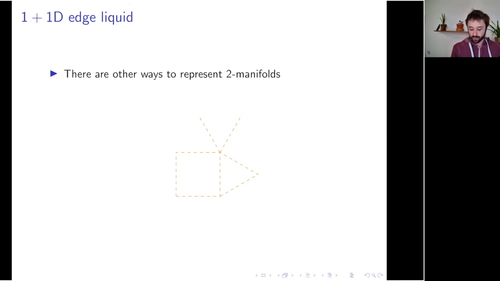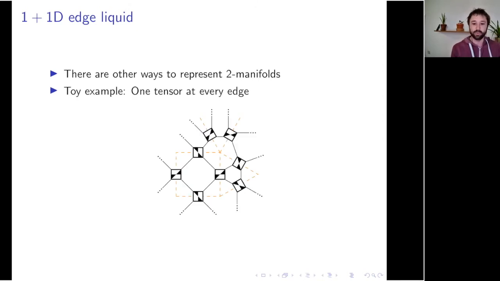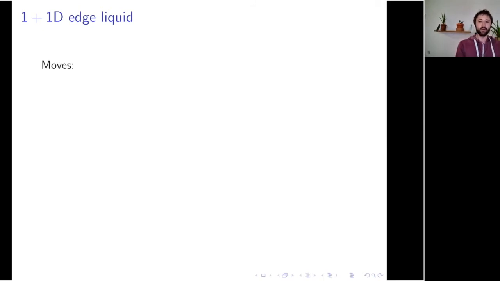For example, one simple toy example is I can put a tensor on each edge of a triangulation instead of on each triangle, a 4-index tensor, and then I contract all these tensors like I depicted here. And now for this new combinatorial representation, I also need new moves. In principle, I could just write down Pachner moves in terms of this edge combinatorial structure. However, it turns out that there's a set of moves that is much more well suited.